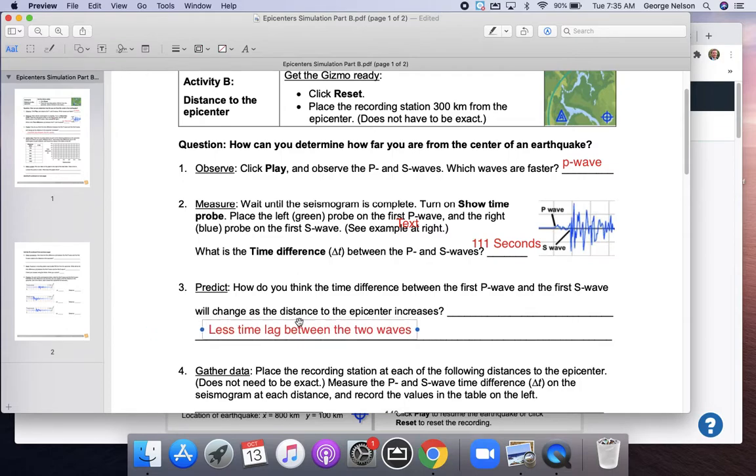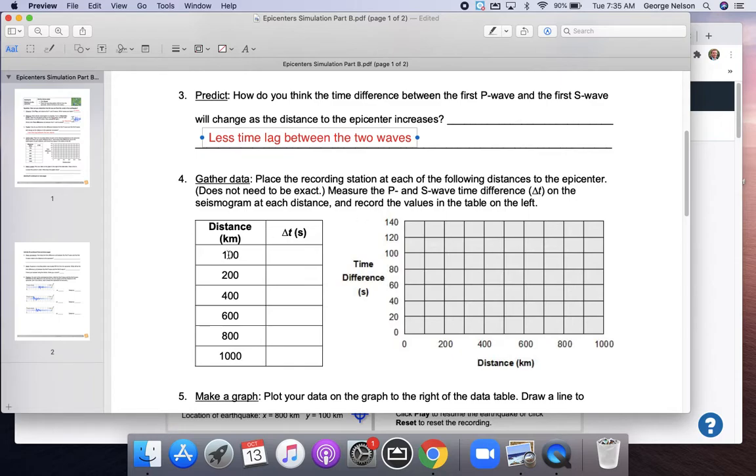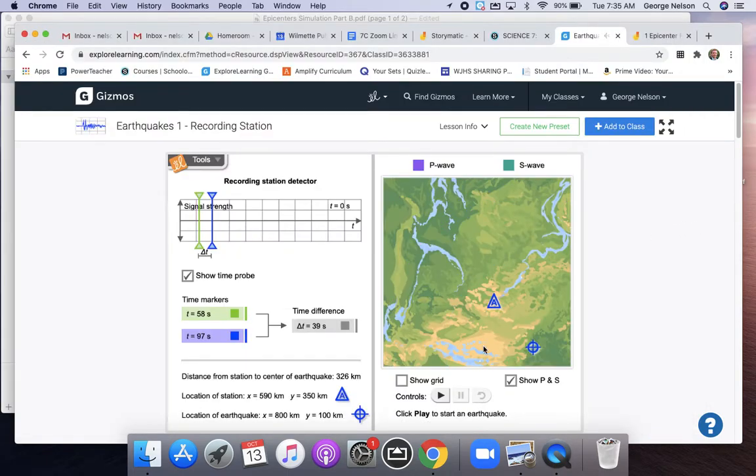So, gather data. Here's what you're going to do: you're going to plot points here. You're going to move it 100 kilometers away from the epicenter and figure out what is the lag time, the time difference between the P and the S wave. So how do you do that? You look at the distance from the station to the earthquake. Earthquake's here, and I'd probably use a grid here to try to get it exactly 100. So I keep dragging until it says 100.